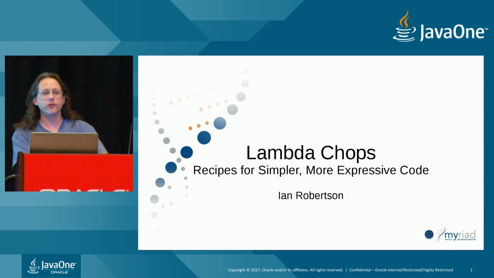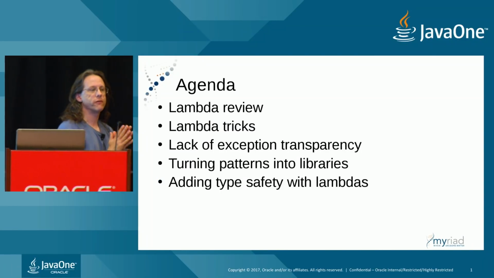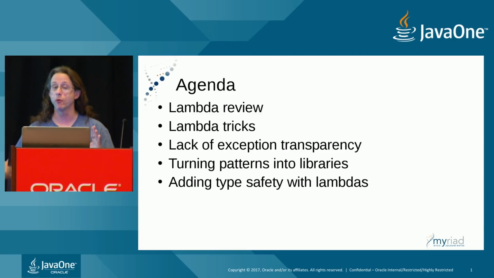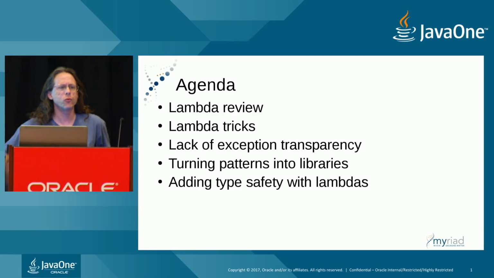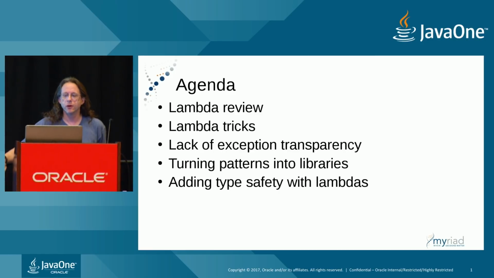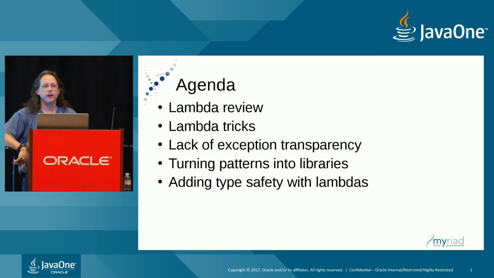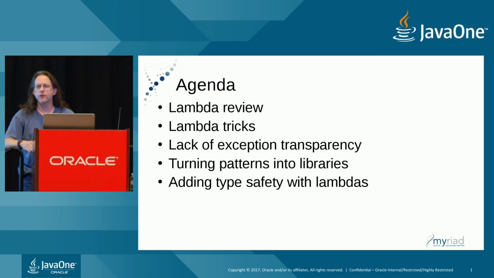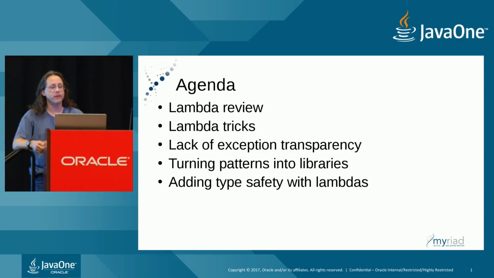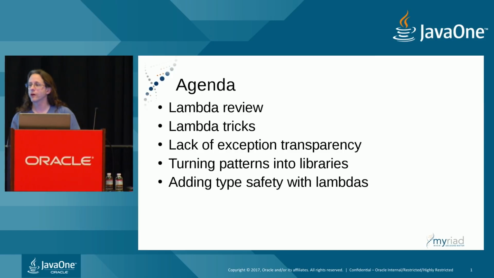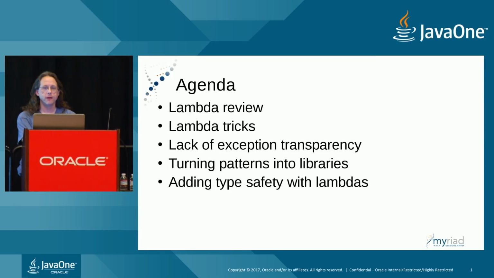Quick agenda so you can decide if you want to leave right away. We'll start off with a very quick review of Lambdas. I'm assuming, I'm hoping everyone here has seen Lambdas, worked with them a little bit in Java 8. But we'll do a really quick review first, and then we'll show some neat tricks you can do with them. Take a little bit of time out to talk about how to deal with checked exceptions, and then talk about some ways that you can take design patterns and turn them into library methods. And then finally, show a few ways that you can maybe increase the static type checking of your code, add some type safety using Lambdas.